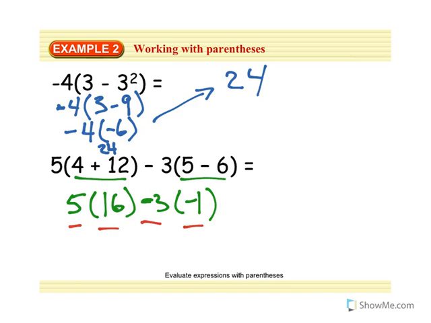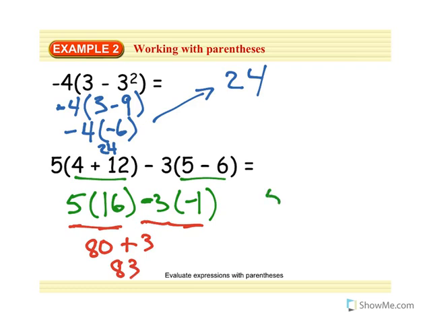And again, this is a subtle difference, but it's really important. Okay, so this is the way I want you to treat it. 5 times 16 is 80. Okay, -3 times -1 is +3. 80 plus 3 is 83.